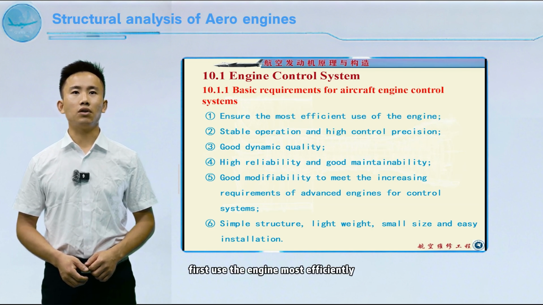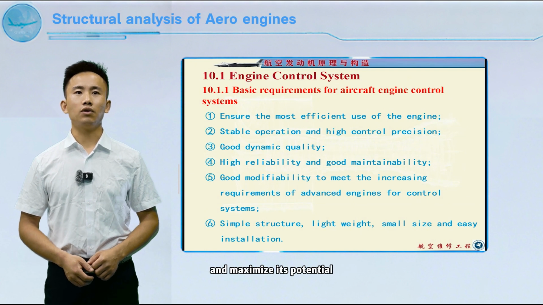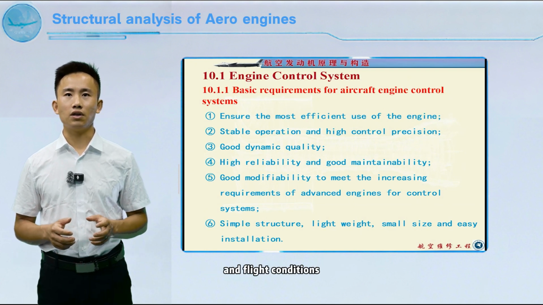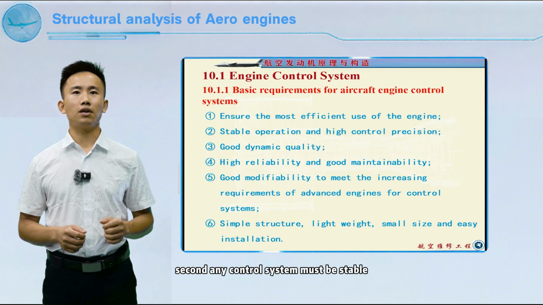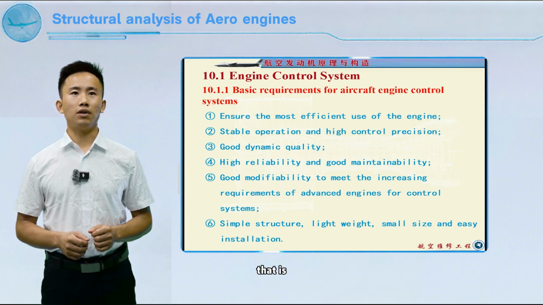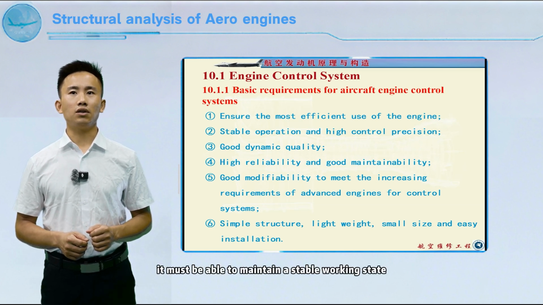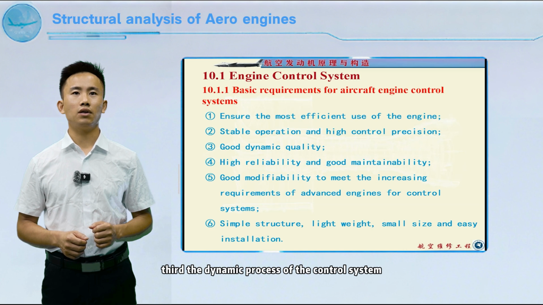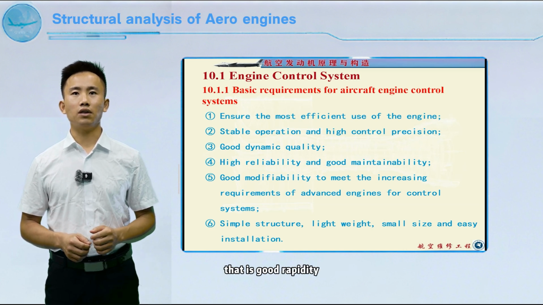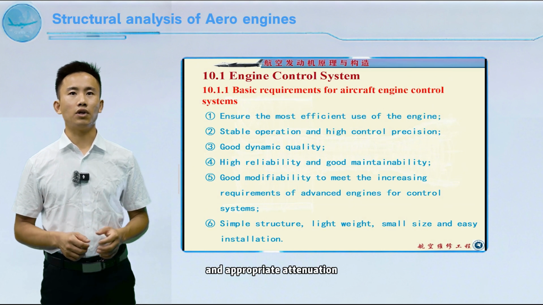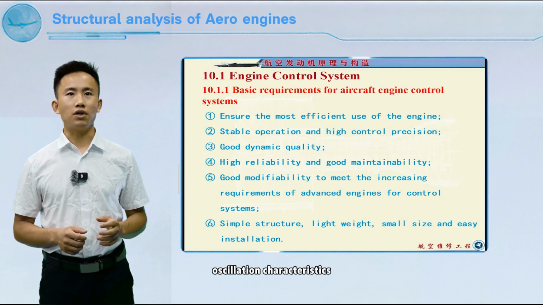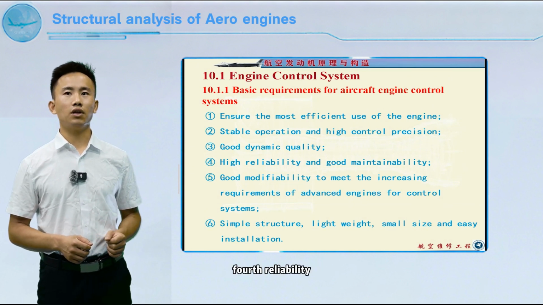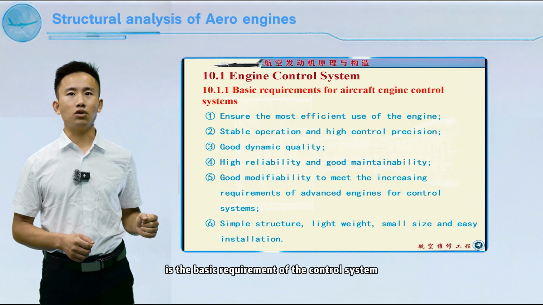First, use the engine most efficiently and maximize its potential under various working states and flight conditions. Second, any control system must be stable, that is, it must be able to maintain a stable working state according to a predetermined rule under the influence of external interference. Third, the dynamic process of the control system should have good quality, that is, good rapidity and appropriate attenuation oscillation characteristics. Fourth, reliability is the basic requirement of the control system.